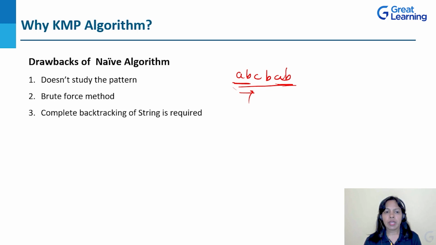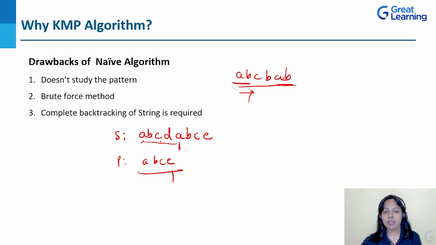The most important drawback is that complete backtracking of the string is required. For example, suppose the given string is A, B, C, D, A, B, C, E, okay, and the pattern to find is A, B, C, E. This is the worst case analysis again. So you have to find A, B, C, E. In this case, you'll start from here and keep on tracking A, B, C, D, and the last character is not matching, right? A, B, C, and then the last character is D, and here it is E, right?